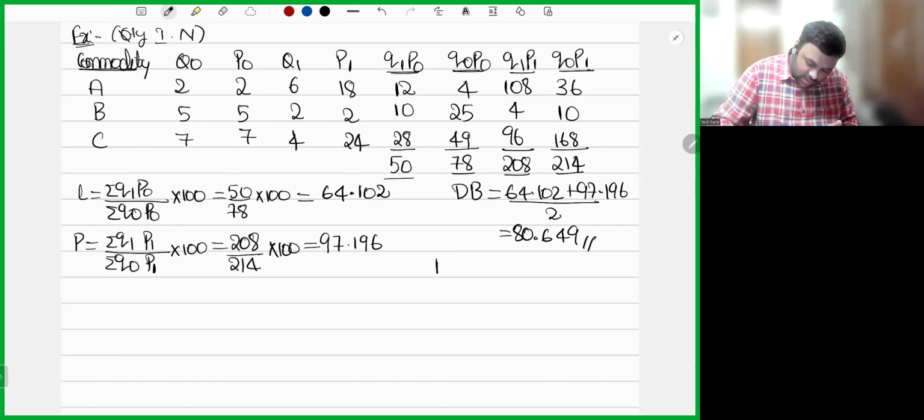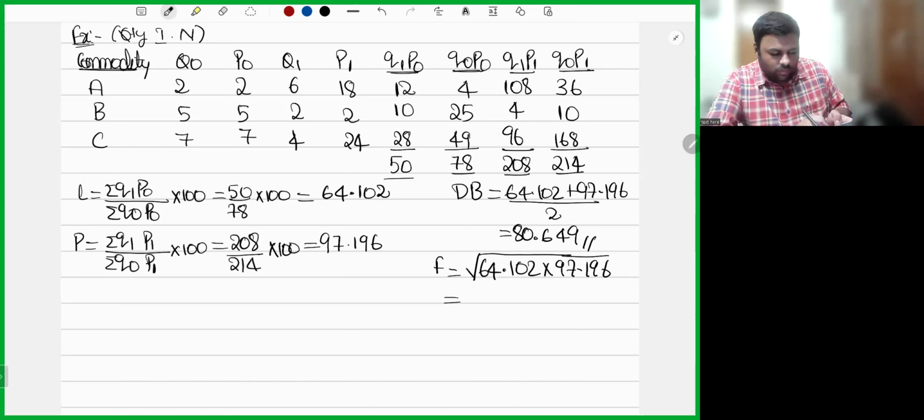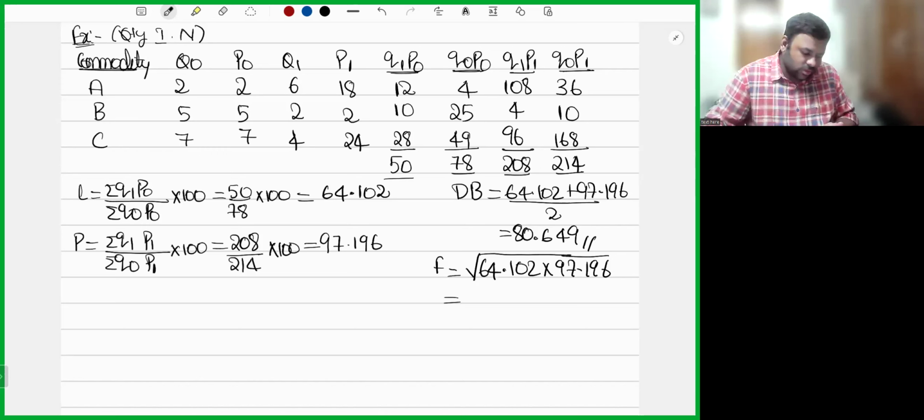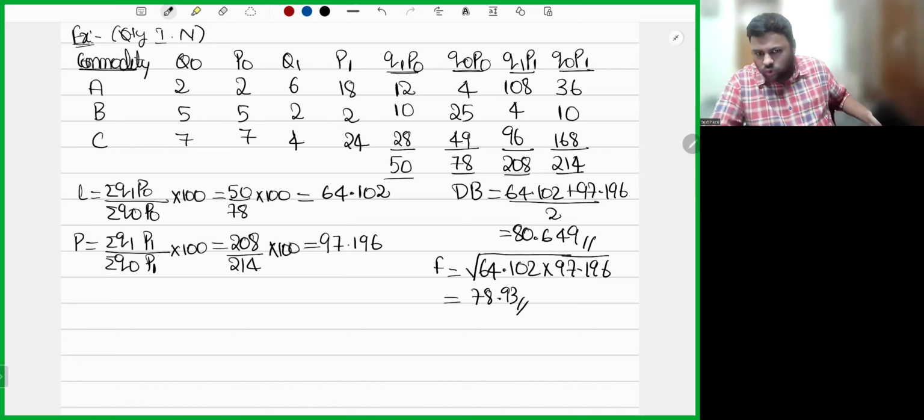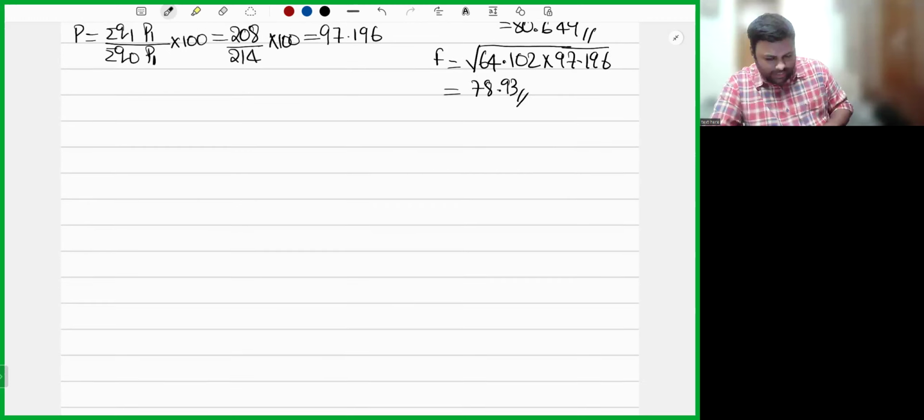Let us take Fisher's. Root of L into P. Root of 64.102 into 97.196. Let's get the value. 64.102 into 97.196 under root is 78.93. Okay. See, there's only one question in ICMA on quantity index numbers, and this is that question. There's no other question on the basis of quantity index numbers. Simple? Yes, sir, simple. Next, let's proceed further.